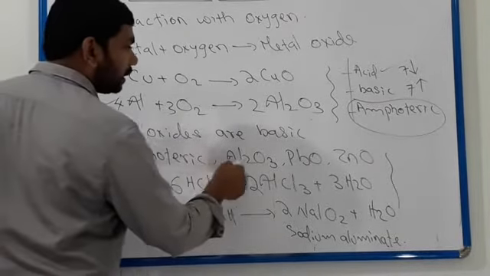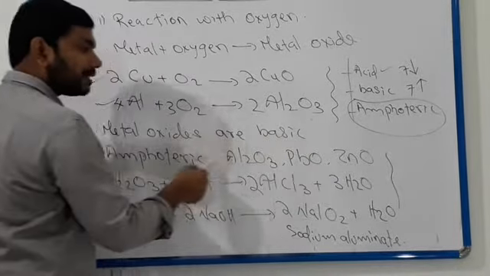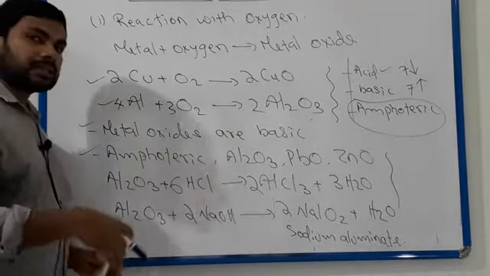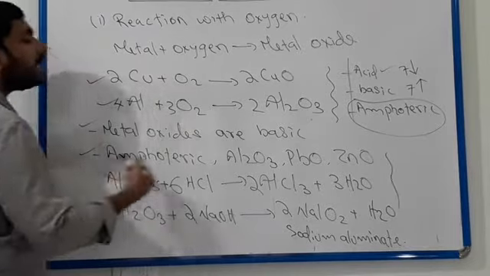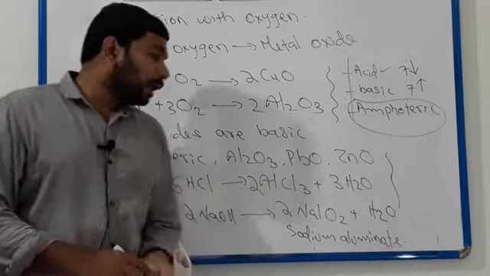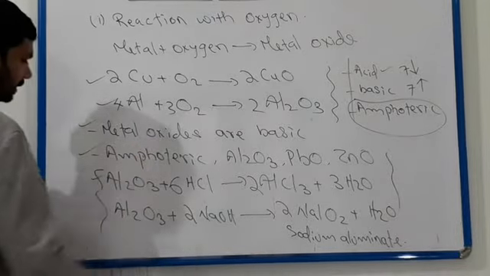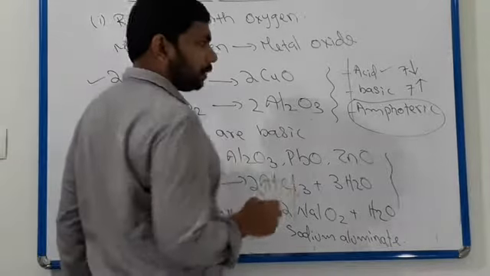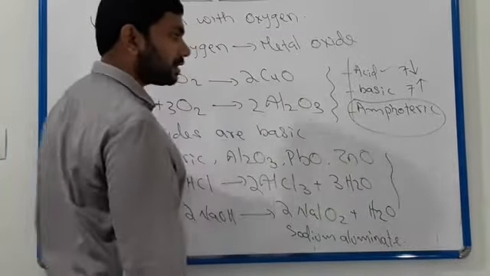So here aluminum oxide, lead oxide, zinc oxide are metal oxides. Not only these, there are some other examples too. Here you just remember aluminum oxide, lead oxide, zinc oxide: these are amphoteric oxides. Amphoteric means they show both acidic and basic properties. Also remember, I told you three different types of substances: acidic substance, basic substance, amphoteric substance.